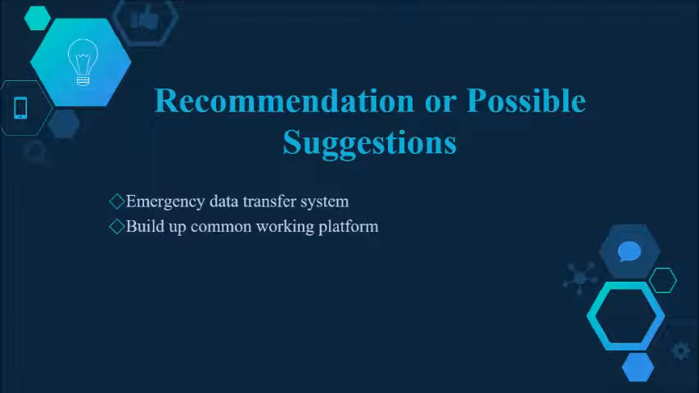For example, if your main server gets any damage from fire, it will automatically upload the contained information to another server immediately, maybe in Backblaze or into Google Drive. Build up a common working platform. In future, we can build up a common working platform, where different people working at different locations on the same project can get access to each other's files from the server. This will increase the efficiency and also make a better communication platform for all. So these are the possible suggestions which can be included in our contingency plan later.